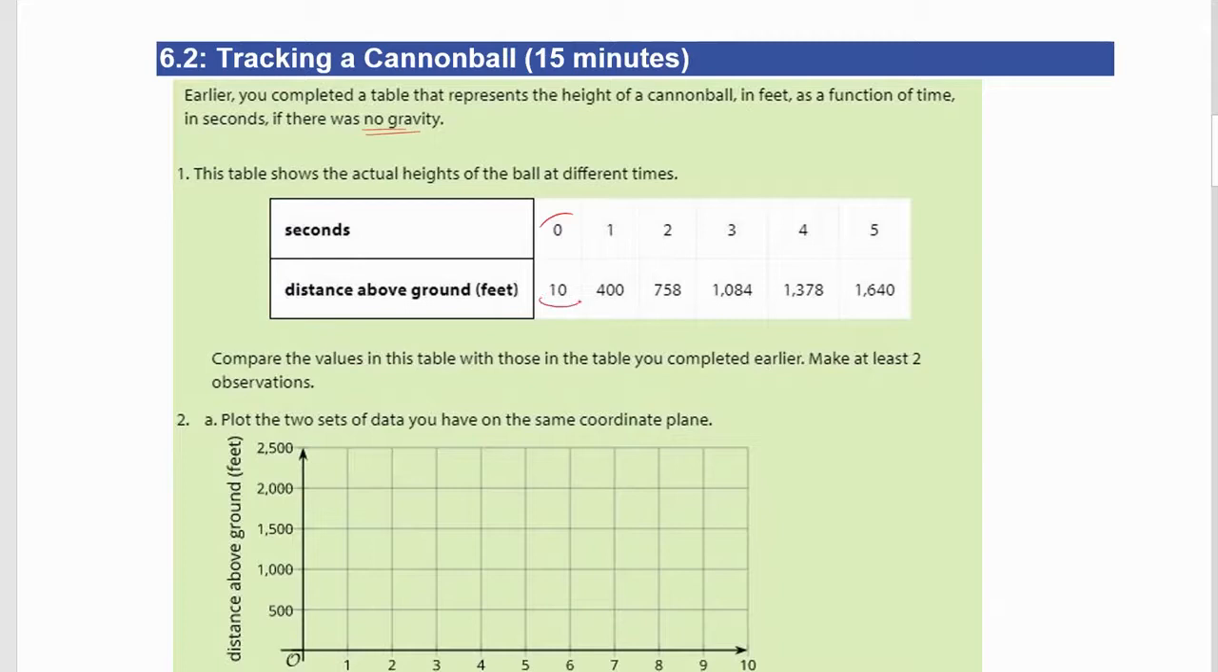0 comma 10, still somewhere down here, right? 1 comma 400, somewhere around there. 2 comma 78, and you guys get the idea. All right, so go ahead and pause the video and then finish graphing, or plotting, this table onto the graph. So pause it.